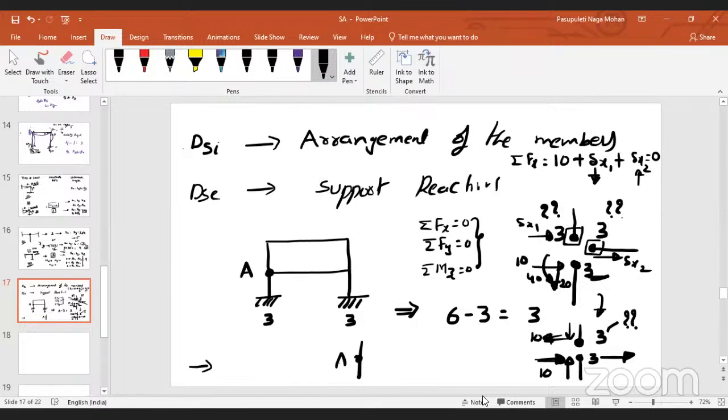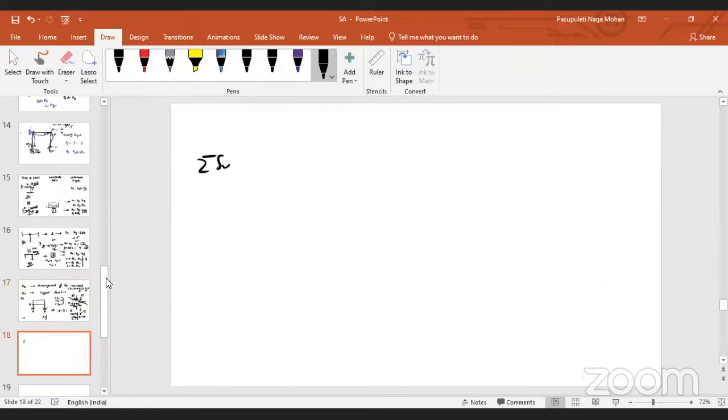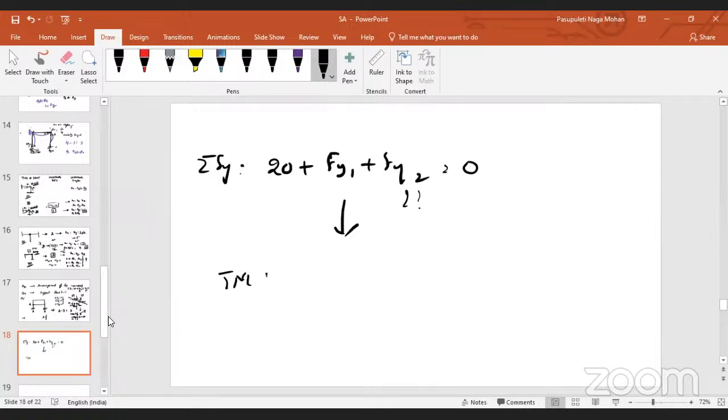If I know this one, can I find out this one or not? Yes, sir. Right? Why? Because if I add these three, this should be equal to 0. Similarly, if I write it along the y direction, what will I get? 20 plus force along y1 plus force along y2 will be 0. If I know this one, can I find out this or not? Yes, sir. Similarly, if I write for moment, again, if I know one, I can find one.